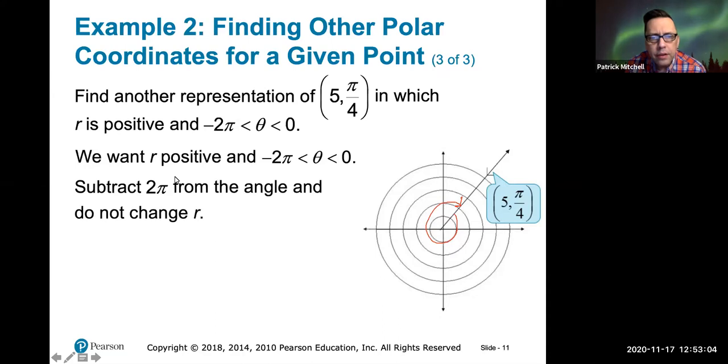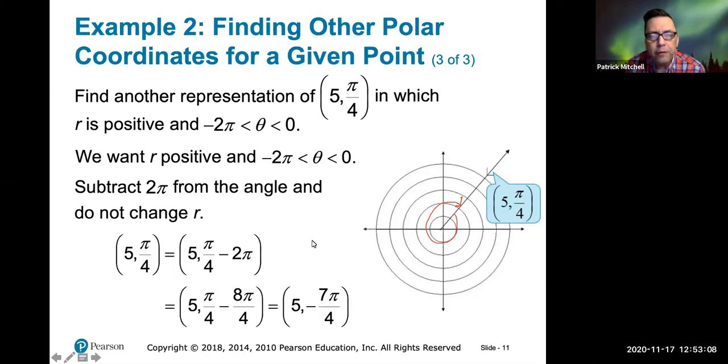All right. So pi over 4 minus 2 pi is pi over 4 minus 8 pi over 4, which is negative 7 pi over 4. So a third different representation for 5 comma pi over 4 is 5 comma negative 7 pi over 4.